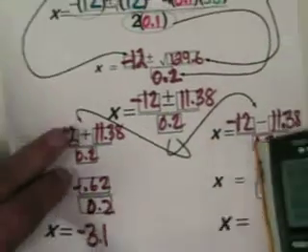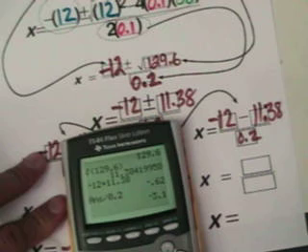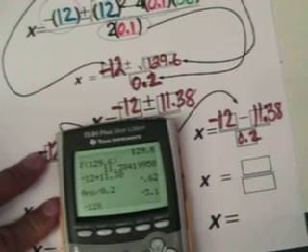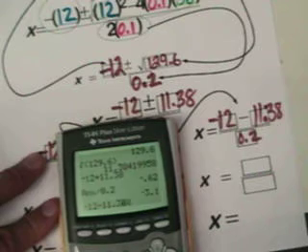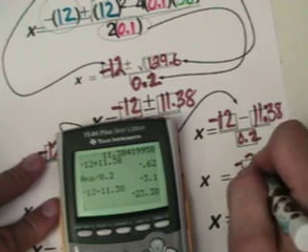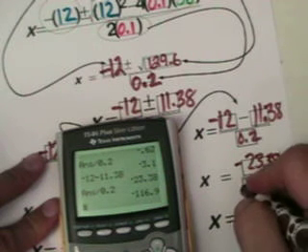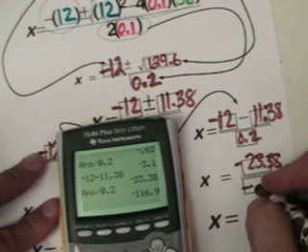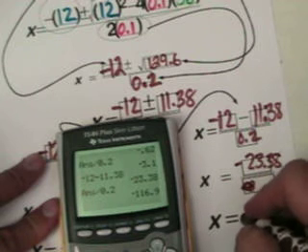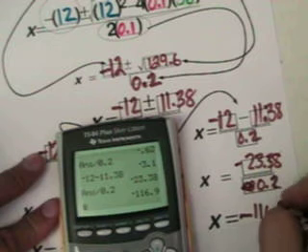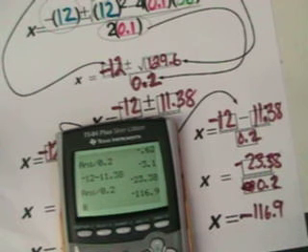Okay. On the other one, negative 12 minus 11.38, negative 23.38. Divide that by 0.2, and I get a really big number, negative 116.9. Okay, now let me check my answer real quick.